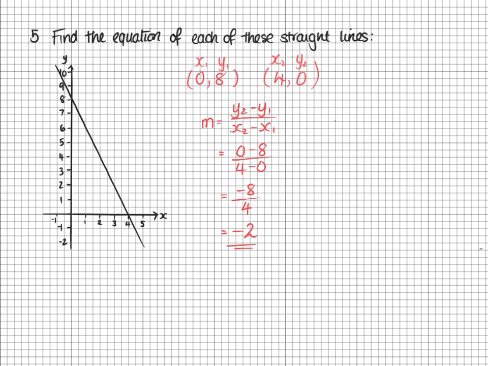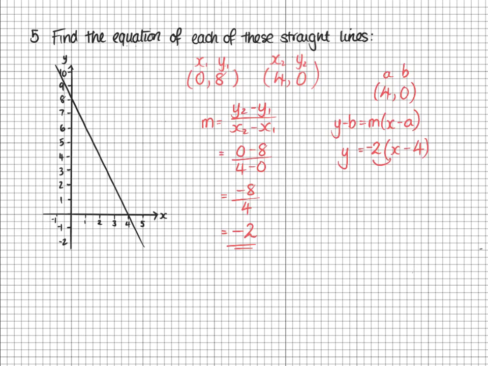Then, again, keep going, same process every time. y minus b equals m of x minus a. So let's use our 4, 0. That's our a and our b. So we get y minus 0, so it's just y, is equal to minus 2 times x minus 4.